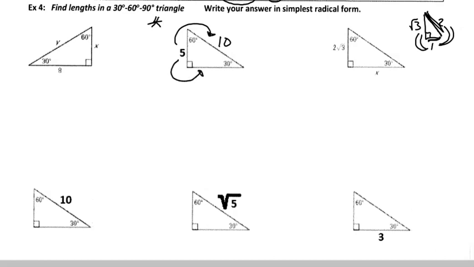Going from here to here, I'm getting bigger, so I'm going to multiply. What number am I going to multiply by? How do I go from here up to there? Multiply by rad 3. 5 rad 3. Done.